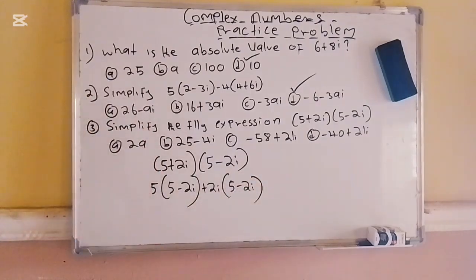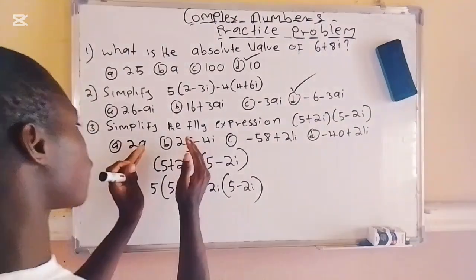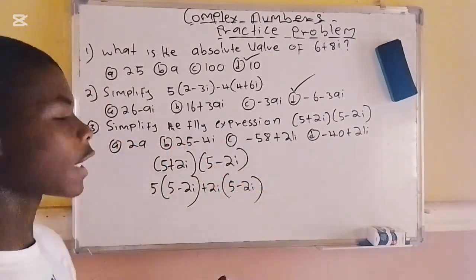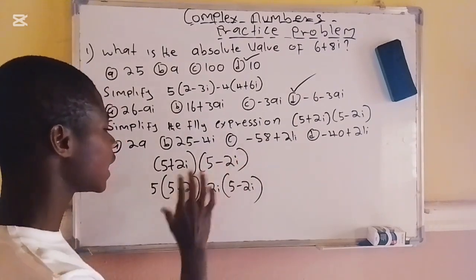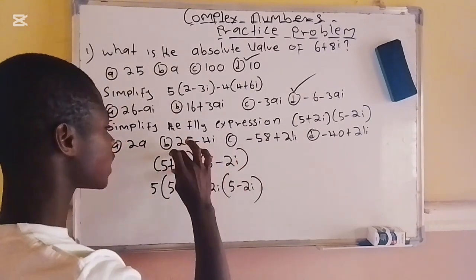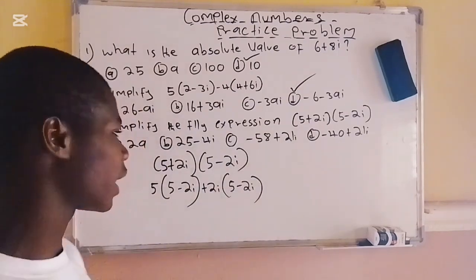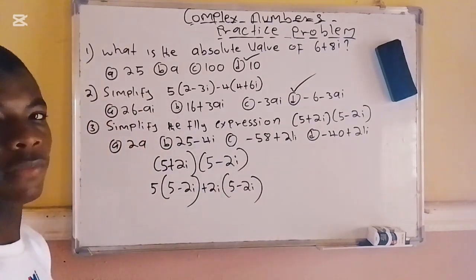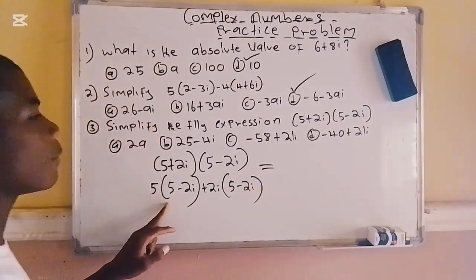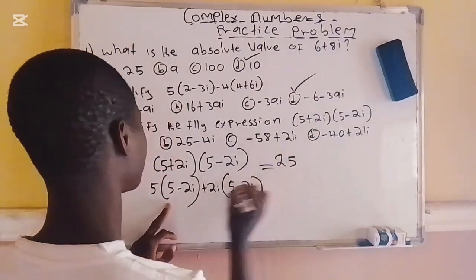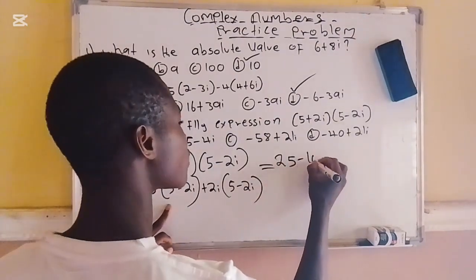The reason why I do that is that, according to the multiplication of complex numbers, you use the first bracket to multiply by the second bracket. You keep the 5 as a whole number multiplied by the second bracket, and also keep down the positive sign and the 2i, then multiplied by the second bracket. This is how you can multiply complex numbers. So this will be equal to 5 multiplied by 5, which gives me 25. 5 multiplied by 2 is 10, therefore minus 10i.